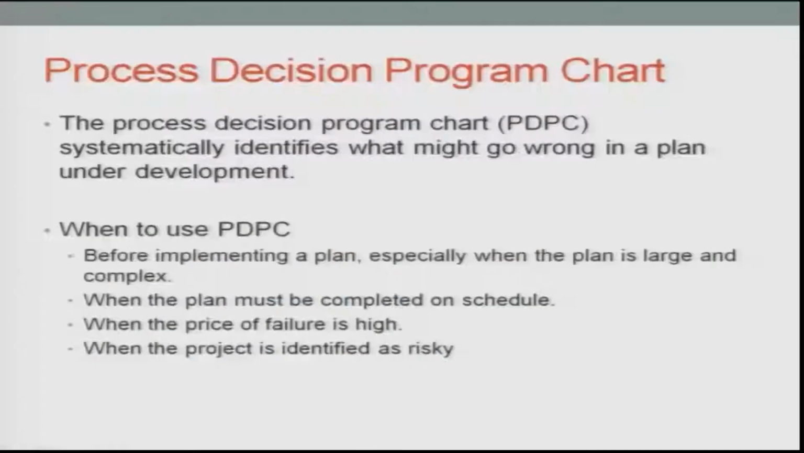The process decision program chart is where you systematically identify what might go wrong in a plan under development, and you analyze that. When do you use process decision programming charts? These are not standalone; the PDPC, the tree diagram, the decision diagram and the cause and effect diagram are different ways of analyzing the problem, like brainstorming sessions and the matrix concept. All these are collectively utilized to analyze the problem in utmost detail.